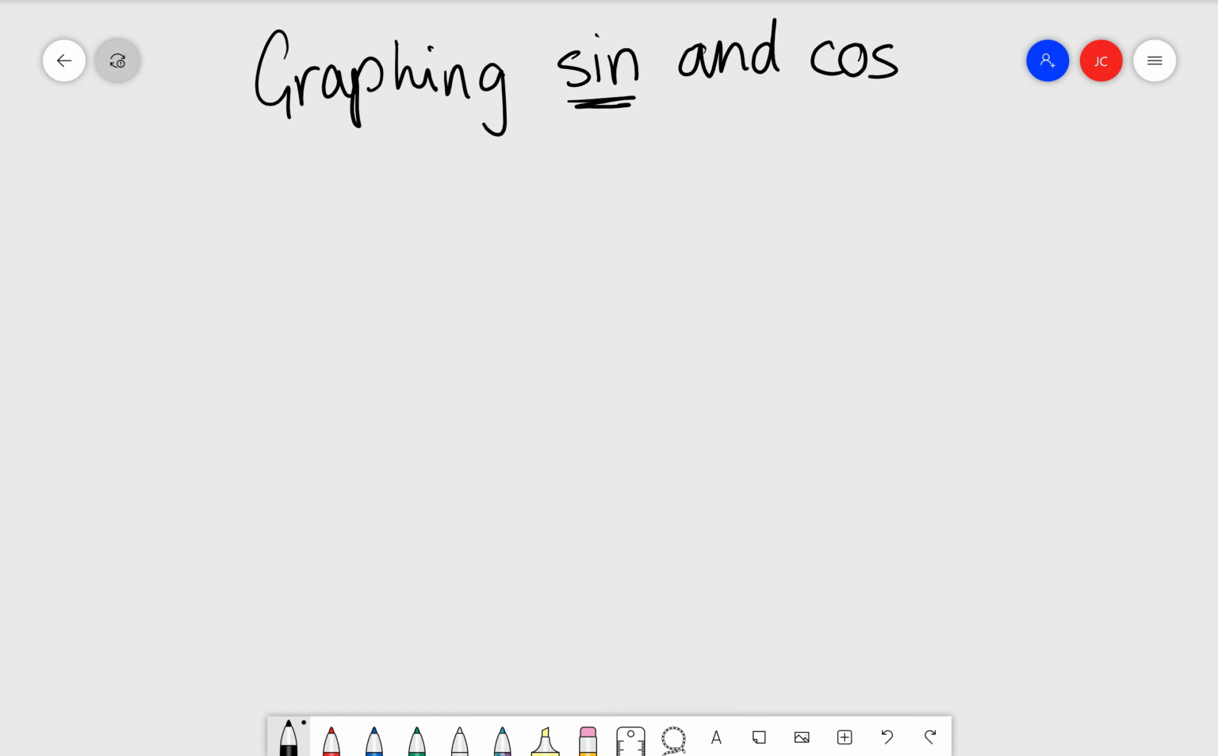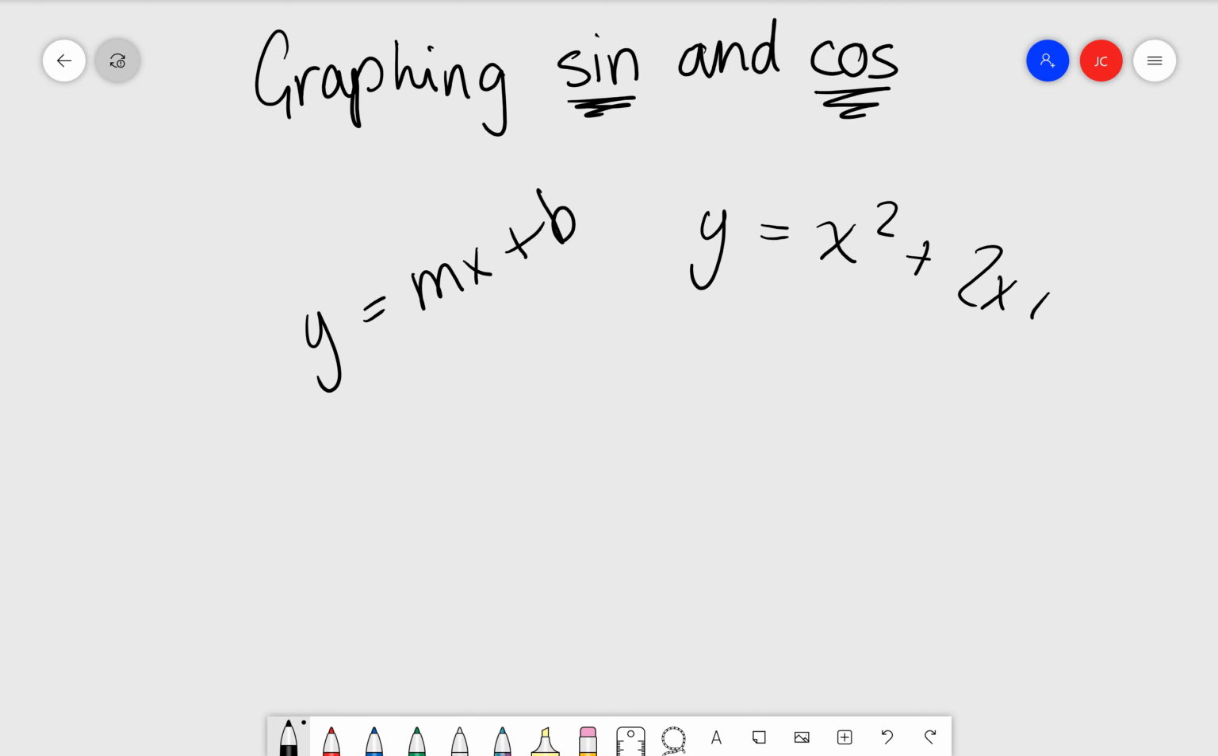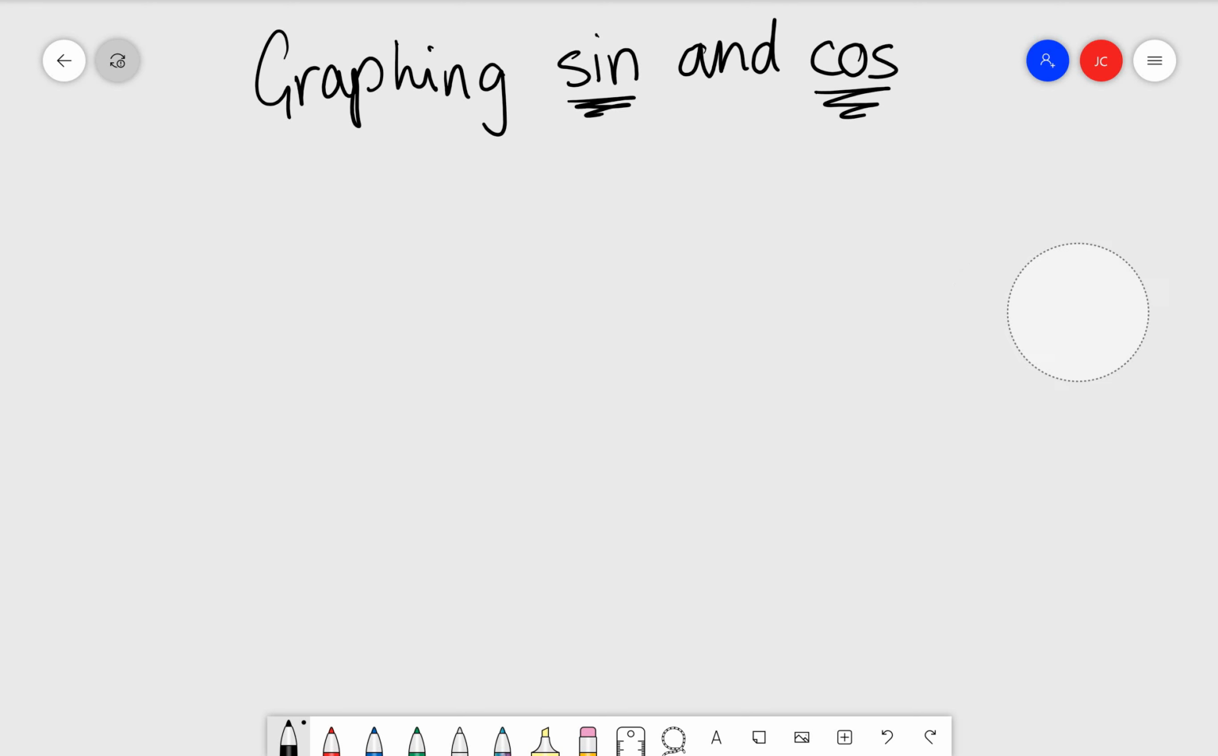And graphing sine and cos. And I'm going to explain why this is important after I do it. So we've graphed a lot of things in high school. We've graphed linear equations where you have y equals mx plus b. We've graphed quadratics where you have y equals x squared plus 2x plus 3 or something like that. We've done a lot of different graphing, but there's a lot of equations which we have not graphed, which we definitely can. And what we're going to do today is graph these really simple things.